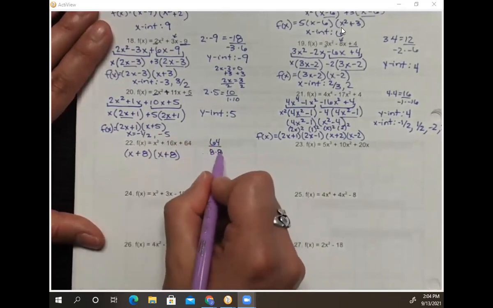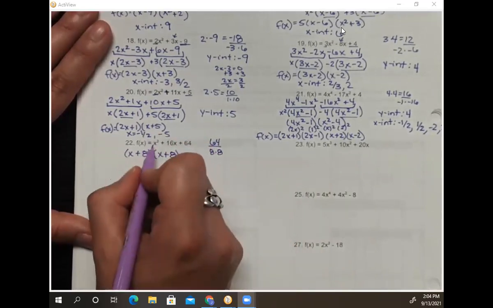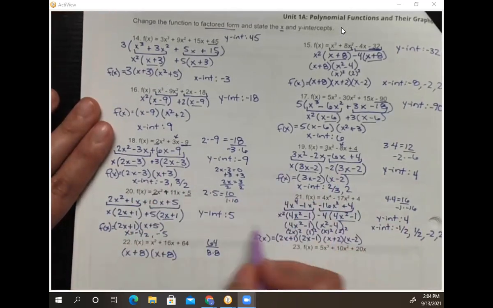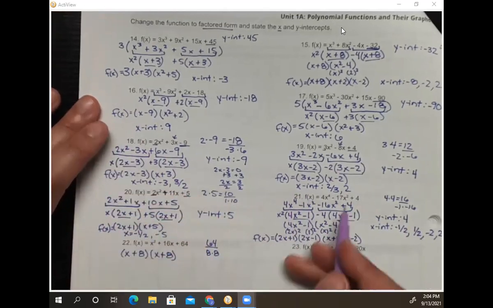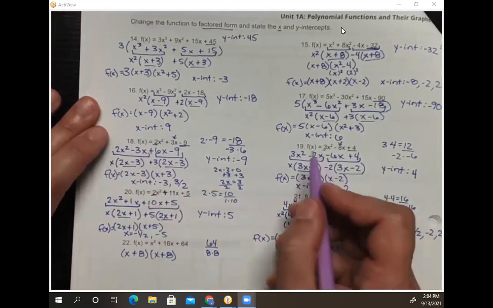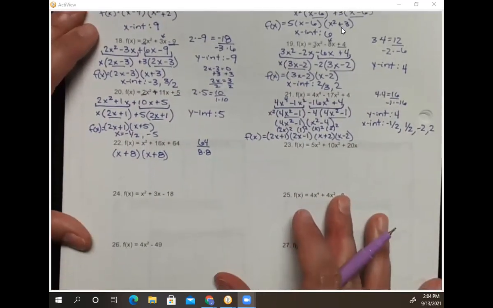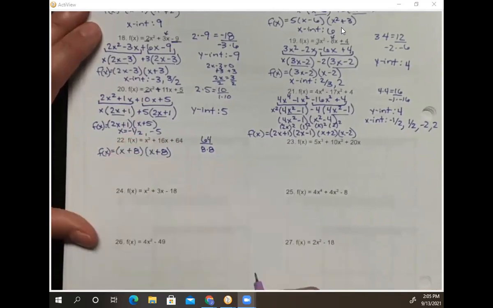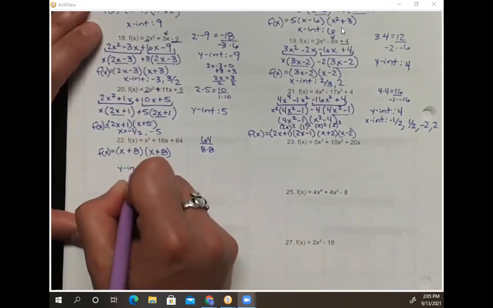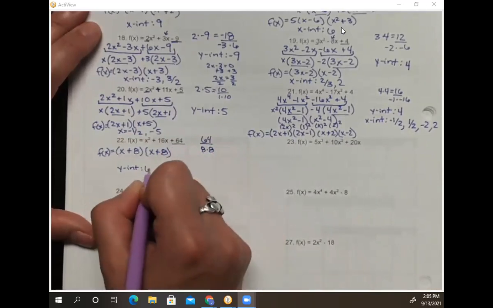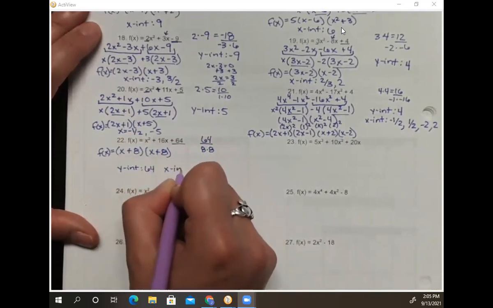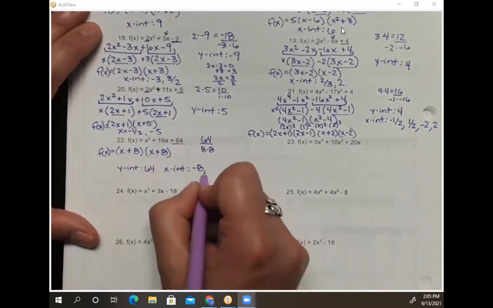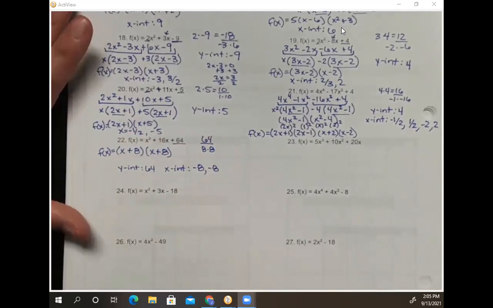Remember, these I can only throw directly into factors if my lead coefficient is 1. For any other problem, like the last 4 that we just did, I had a lead coefficient that was not 1, so I used that full AC method. But for number 22, our lead coefficient is 1, so that is our factored form. Our y-intercept for this problem is 64, and our x-intercepts would be -8 and -8. So I'll go ahead and write it twice, even though it's the same number.